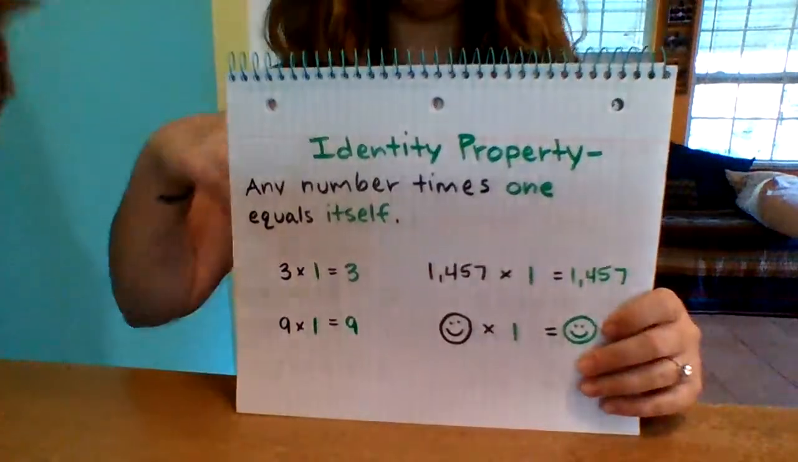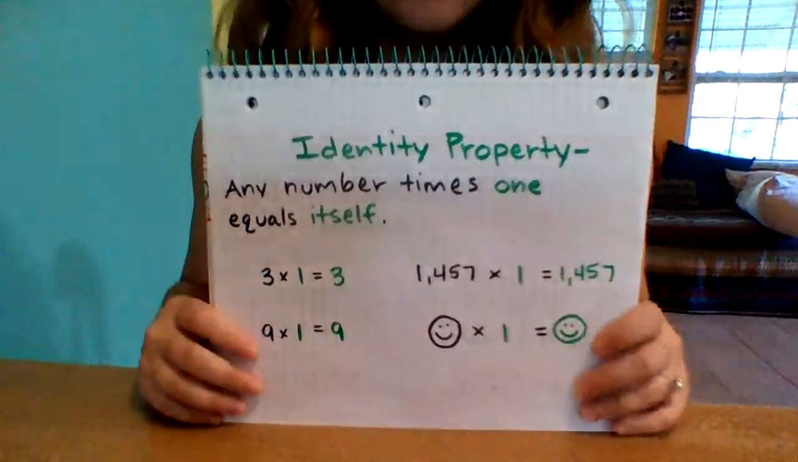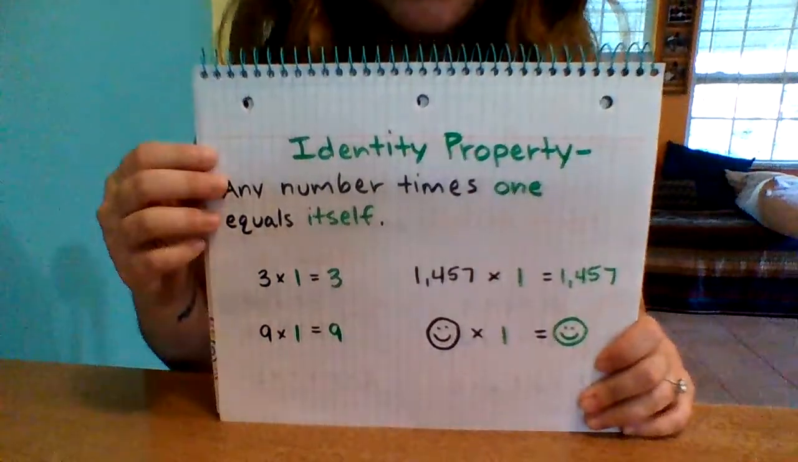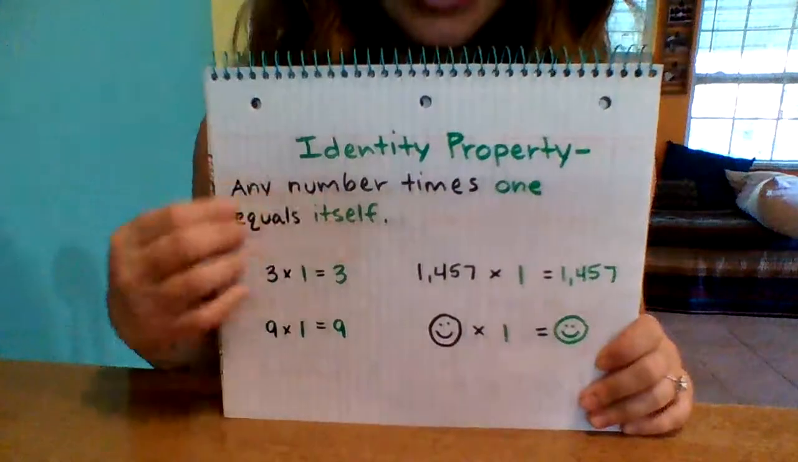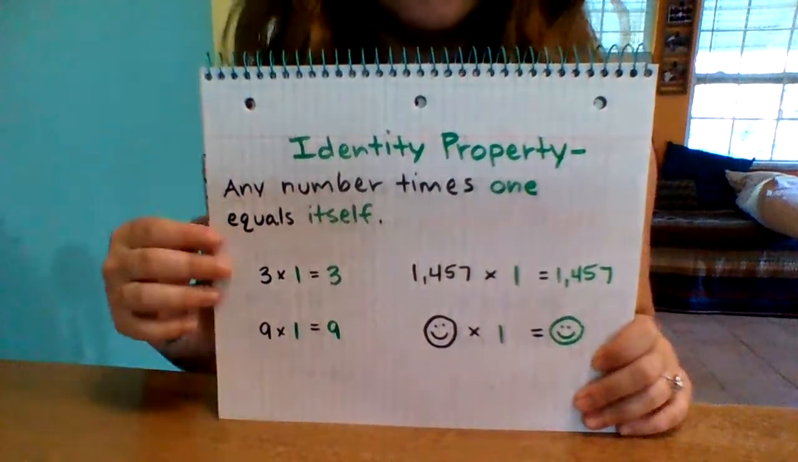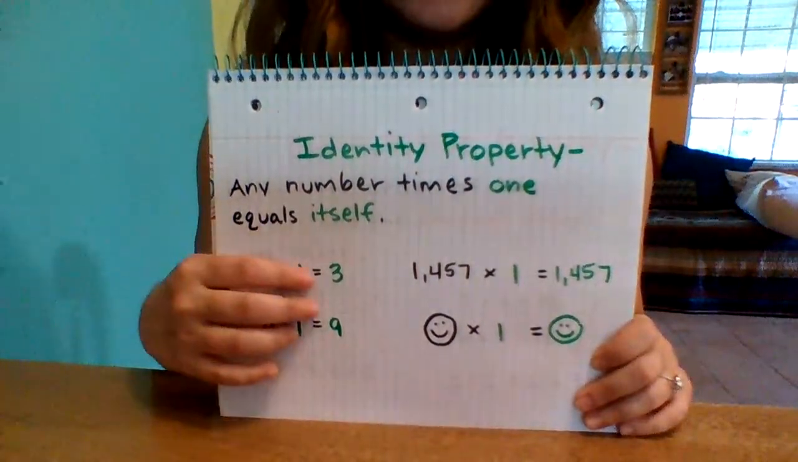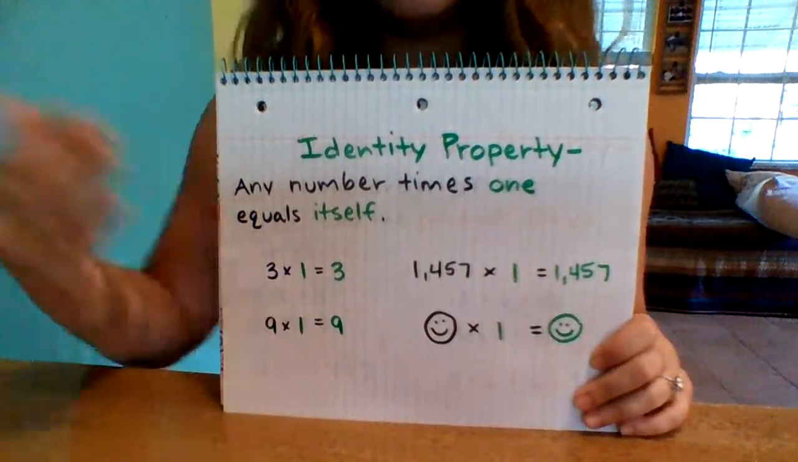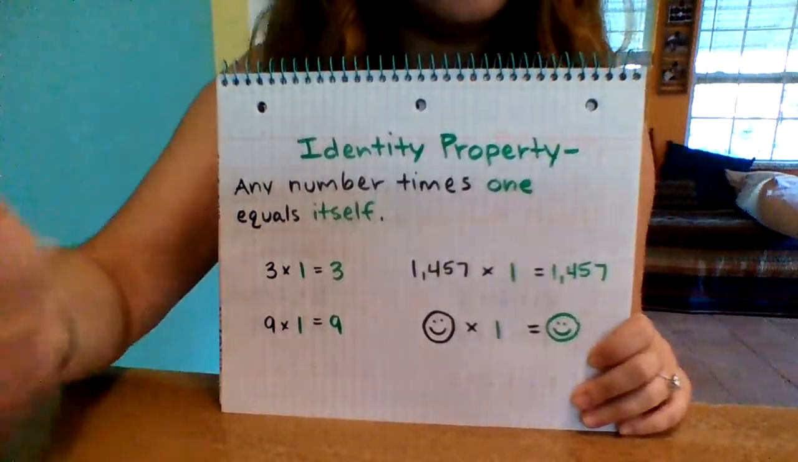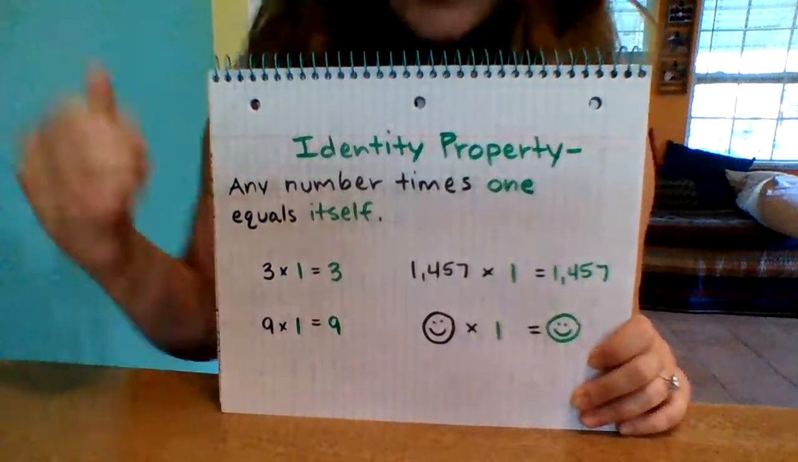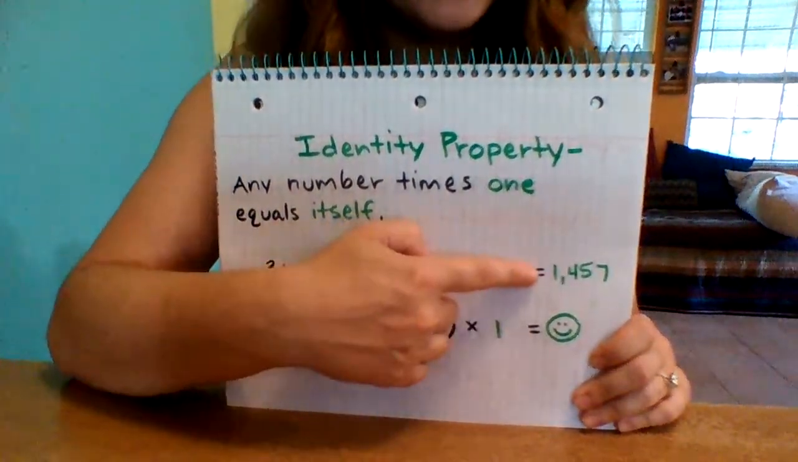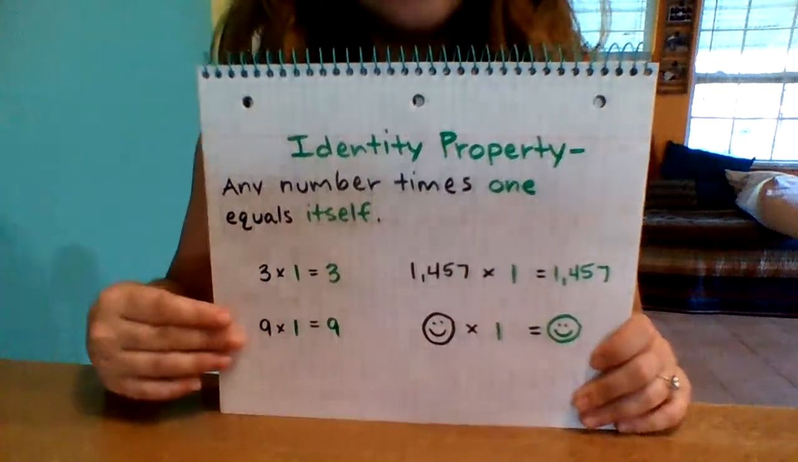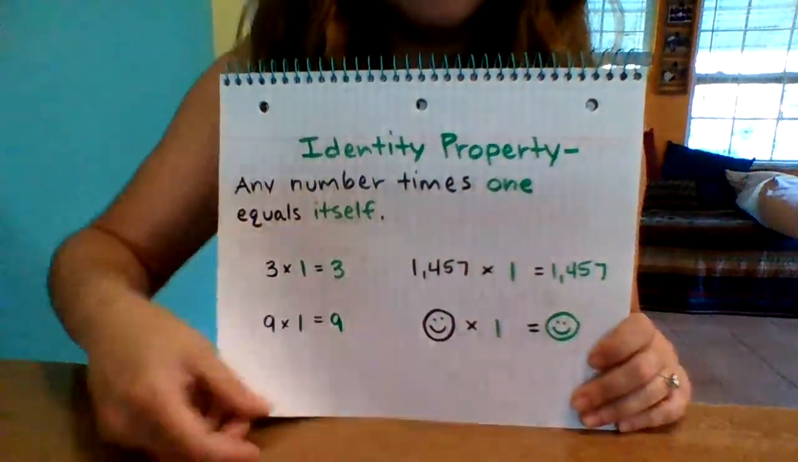The next property is called the identity property. The identity property says any number times 1 equals itself. Okay, and this is something else that you're familiar with. 3 times 1 is 3. 9 times 1 is 9. 10 times 1 is 10. 11 times 1 is 11. 1,457 times 1 is 1,457. Smiley face times 1 is smiley face. Easy peasy, right?